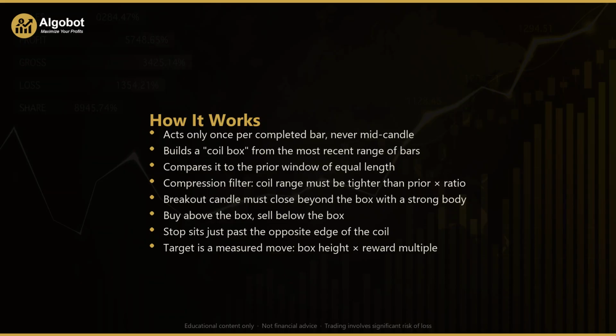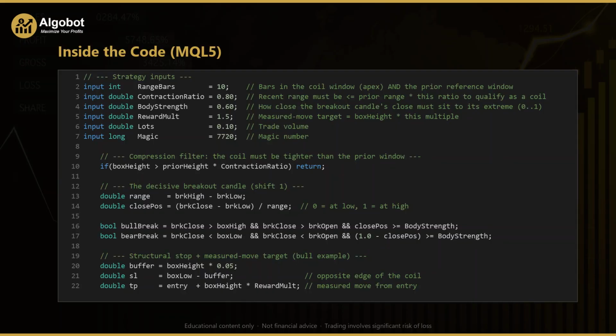The take profit is a measured move, the box height multiplied by the reward multiple projected from the entry price. From there, the EA holds only one position at a time and lets the stop and target manage the trade to completion. Let's read through the code exactly as it appears in MetaEditor.